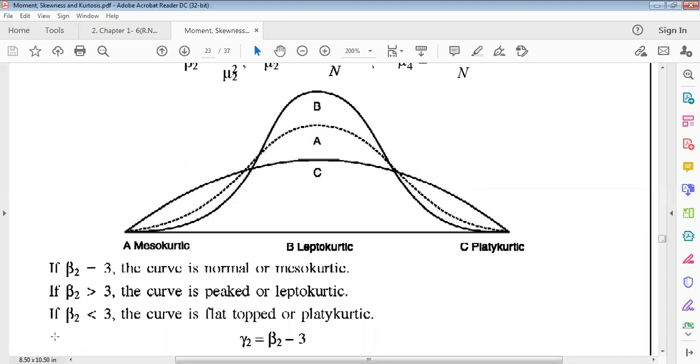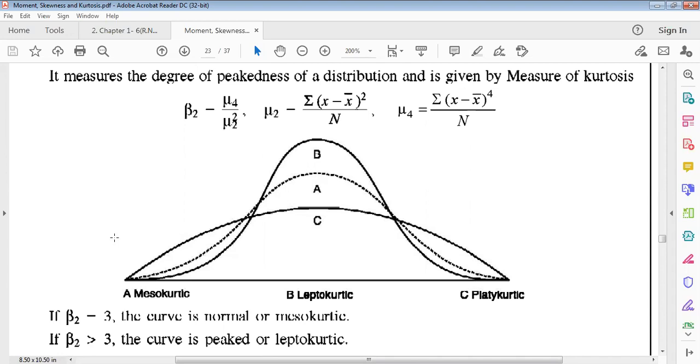So if beta 2 is less than 3, the curve is flat-topped or platykurtic. If beta 2 is less than 3, then gamma 2 is of course negative. Then in that case, the curve will be platykurtic. So there are three types of kurtosis, and you have to use beta 2 to find out the kurtosis. To find out the kurtosis, beta 2 equals what? Mu4 divided by mu2 whole square. That means fourth corrected moment divided by second corrected moment whole square. Okay, we have to use this formula to find out the different kurtosis.